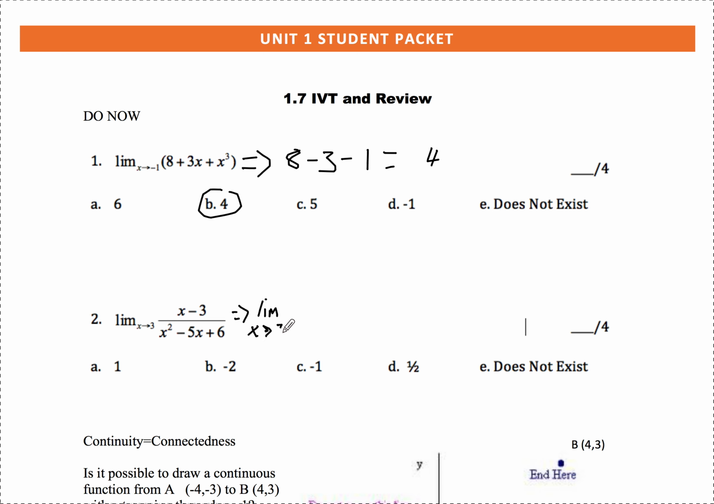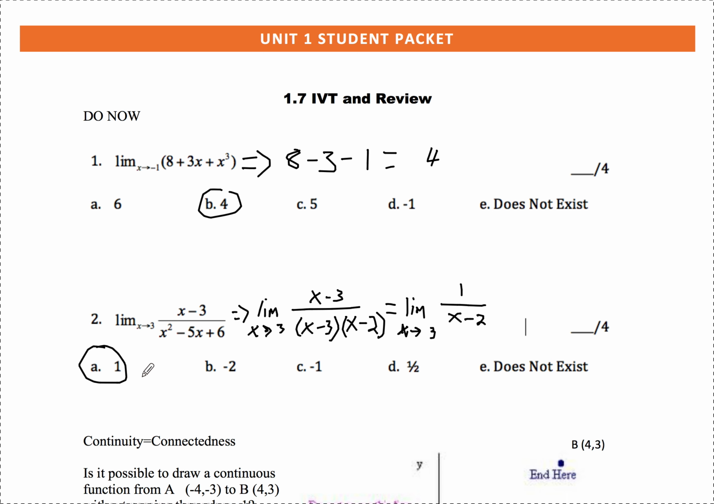So my limit as x approaches 3 is going to be equal to x minus 3 over the factored form down here, which will be x minus 3 and x minus 2, which is going to give me the limit as x approaches 3 of 1 over x minus 2, which now when I do my direct substitution, I'll get 1 over 1, so my limit is 1. All right, limit is 1 there.